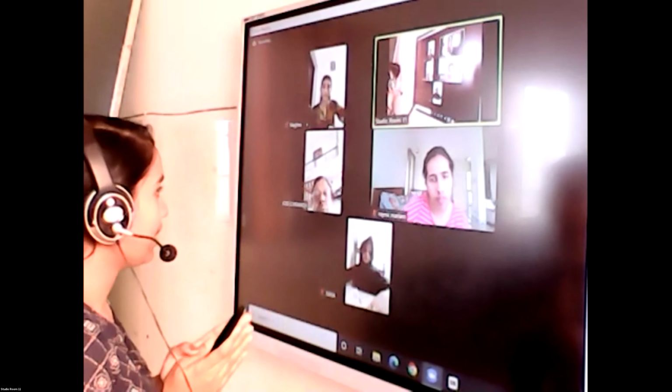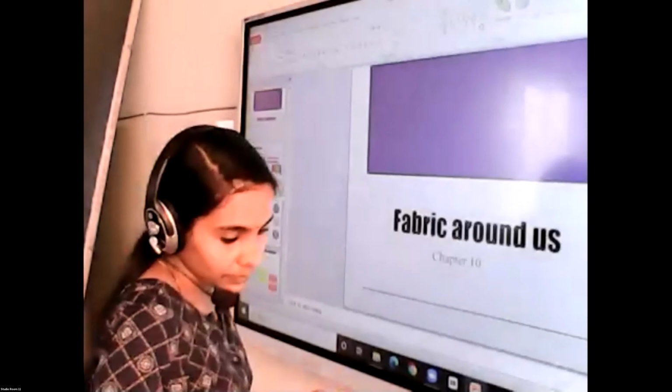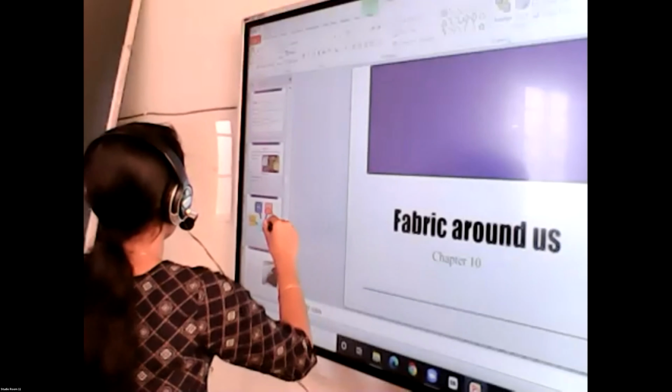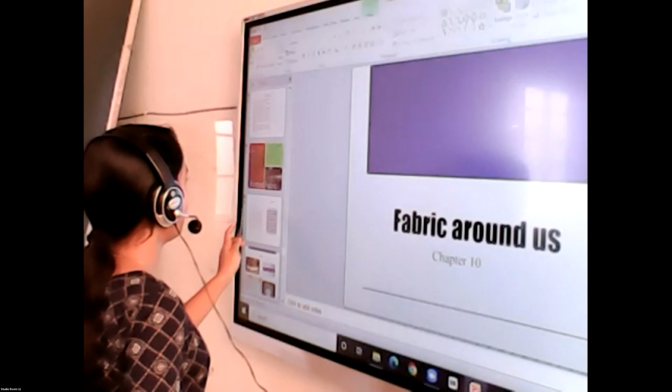So we finished the second construction of cloth, or the second technique. The next one is felting. Felting means we consolidate certain fibers, and then with the application of heat, moisture and so on, the fabric is created. Okay.